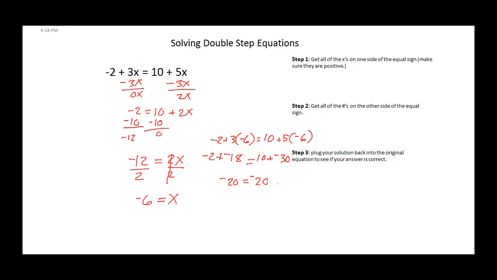So seeing as how a negative 20 equals a negative 20, I know that the answer of x equals negative 6 is the only possible solution for that problem. So as you can see, the steps are basically the same as what we did with the single step equations. We just had to do this, isolating the x's and isolating the numbers. So it's not like it's a different type of problem. We just have to make sure that we include both of those steps.